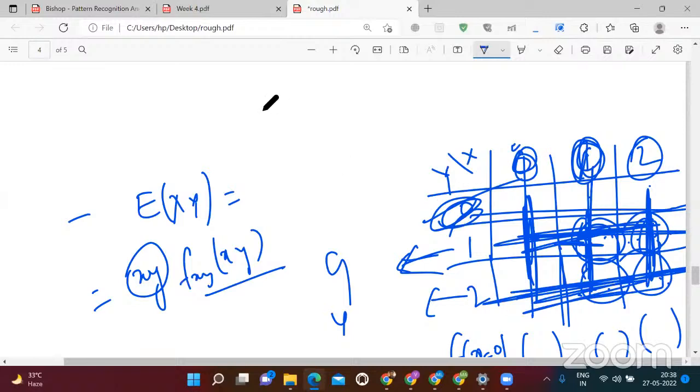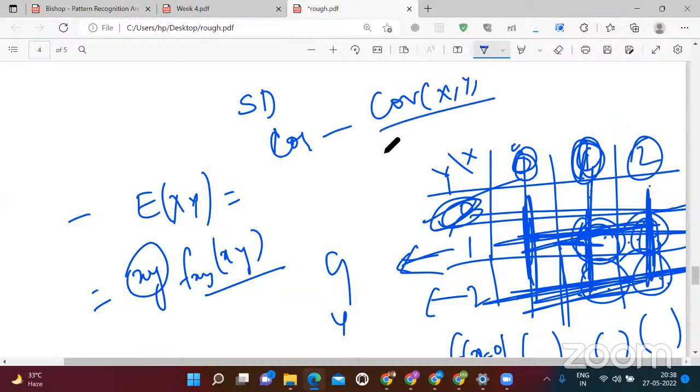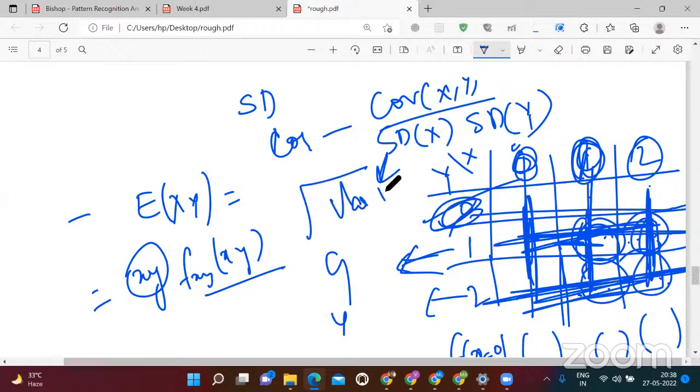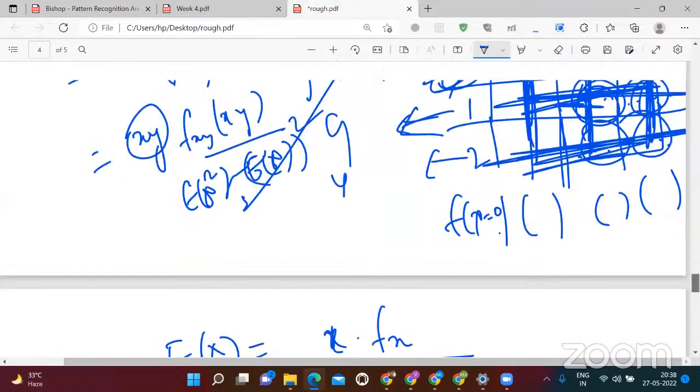Okay, and then you have to calculate the standard deviation, because the correlation is what? Correlation is covariance upon the standard deviation of x, and y. So you have to calculate the standard deviation of x. How will you calculate that? You have to calculate the variance and then take the square root. How will you calculate the variance? You have to calculate the expectation of x square minus the square of the expectation of x.